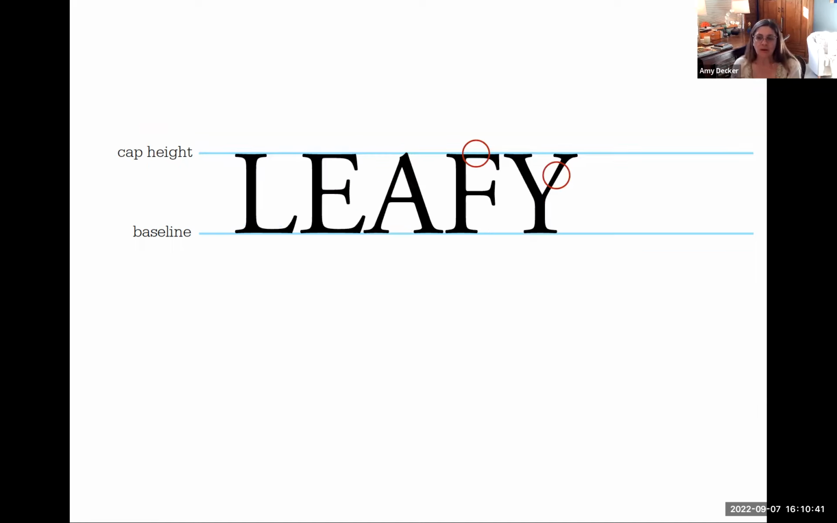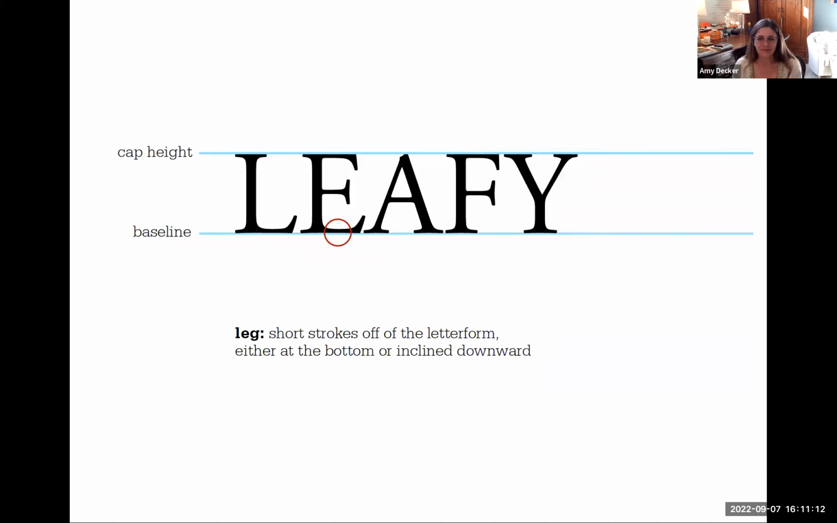So continuing on with our humanistic terms, can anyone take a wild guess what we would call the upper strokes, either diagonal or horizontal, of a letter form? What would we call them? Jessica, you're right, arms. So then if those are arms, what would this be? Legs, exactly. Legs are short strokes off the letter form, either at the bottom or inclining downwards.